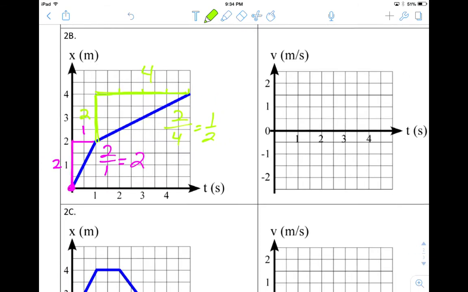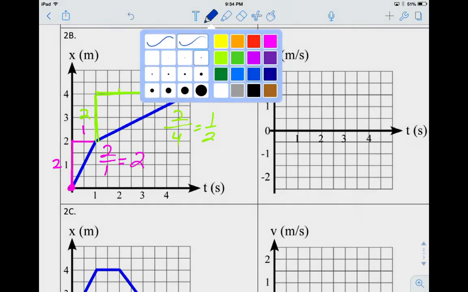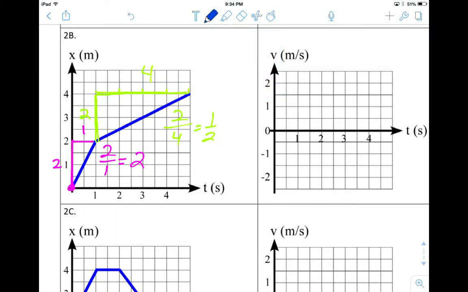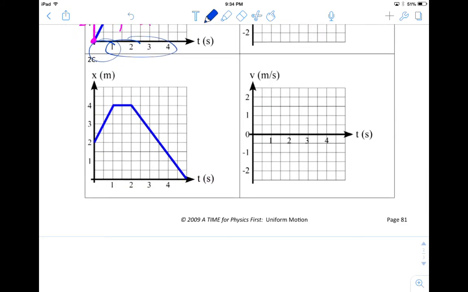Now, when I go to draw this on my other graph, I know that for the first 1 second, I'm going to be going 2. So I draw in the first 1 second is a positive 2. Now the next 3 seconds, from 1 up until 4, are going to be at 1/2. So I'm going to draw this line here at 1/2. Good.